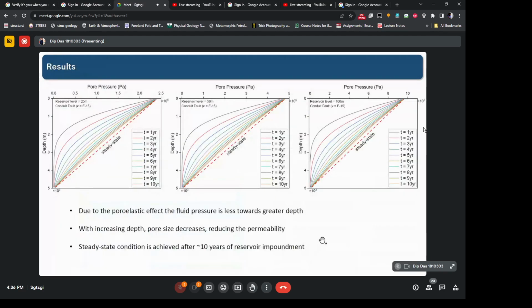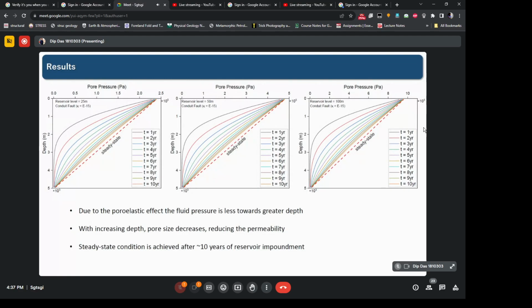Now, if we talk about the result, for all the reservoir heights, which vary from 25 meter to 100 meter, we see that the maximum pore pressure near the surface varies, but within a 10-year period of time, the pore pressure reaches more or less steady state. As you can see, it is very close to steady state. And at the bottom, near the 5 kilometer depth, the pore pressure is almost zero. This is because, as I already mentioned, due to the surrounding stress the pores get closed and the permeability reduces.